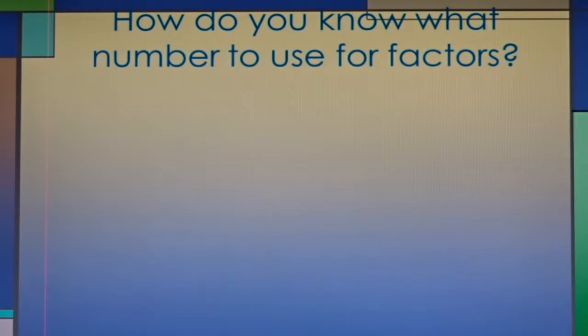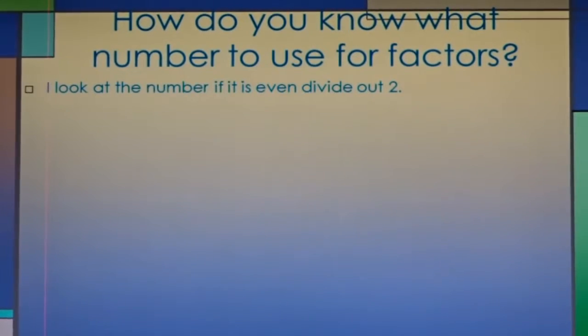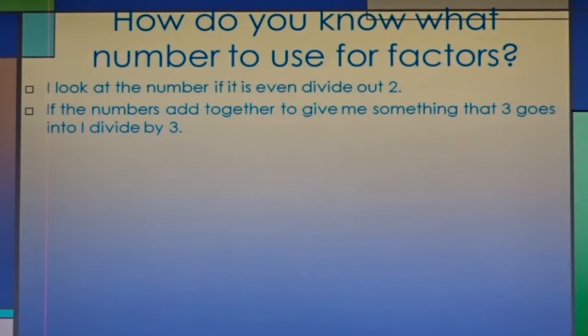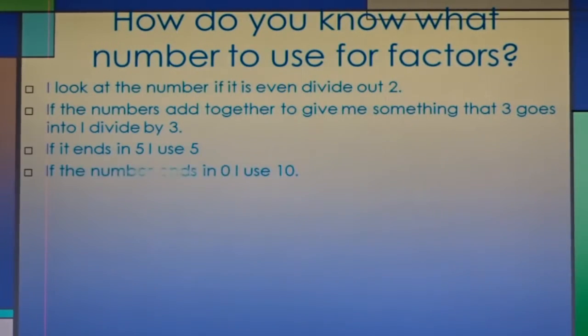So how do you know what numbers to use for factors? Well, first, look at the number. If it's even, meaning it ends in 2, 4, 6, 8, or 0, divide out 2. If the digits add together to give me something that 3 goes into, I divide by 3, or I pull out a 3. If it ends in a 5, I would use 5. If it ends in a 0, I would use 10. So I would pull out 10, or 2 times 5.